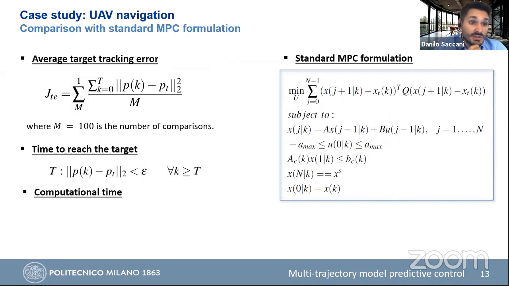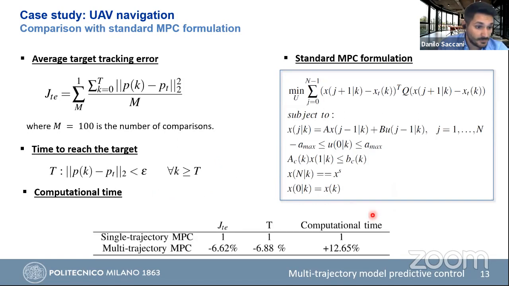Finally, a comparison with a standard MPC formulation has been realized. As can be seen from the formulation of a standard MPC on the right, we have used the same cost function and the same state constraints applied to a single trajectory MPC. To perform the comparison, the simulation has been repeated 100 times, and 3 performance indices have been considered: the average target tracking error, the time to reach the target, and the computational time needed to solve the problem.